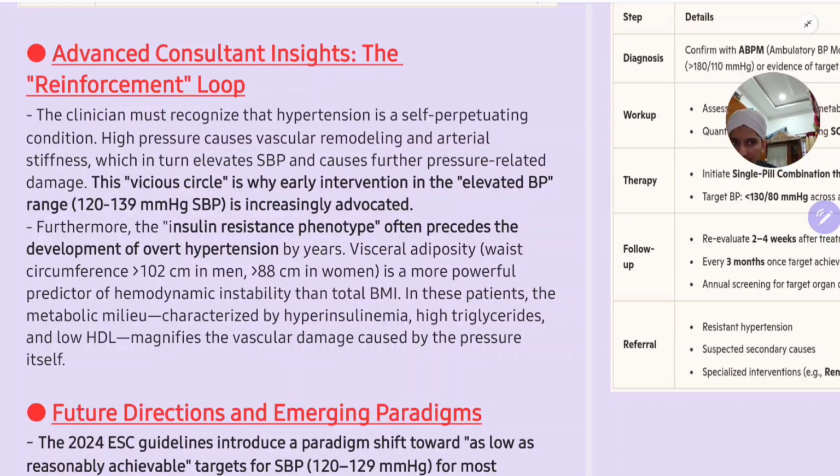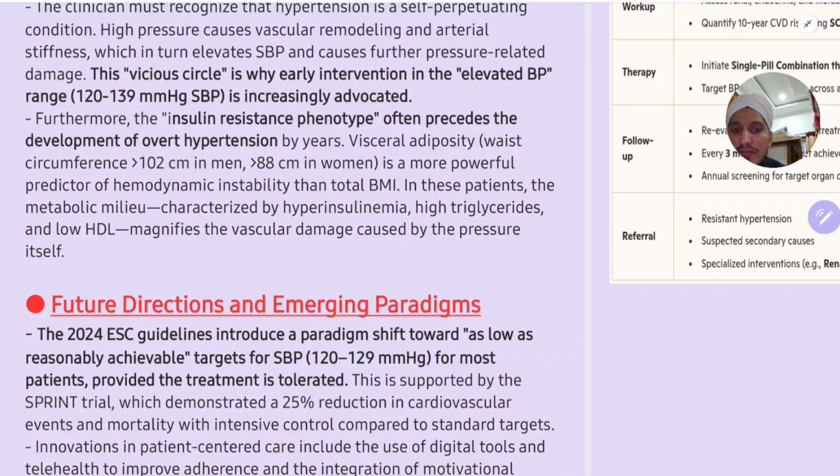Okay, or some days also. So the fatty patients, and that too the visceral fat, this one, abdominal fat, that is more dangerous. Okay, future directions and emerging paradigms.